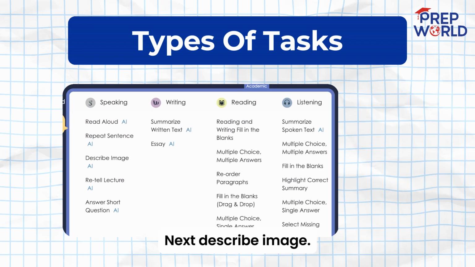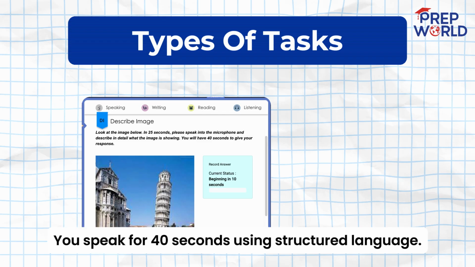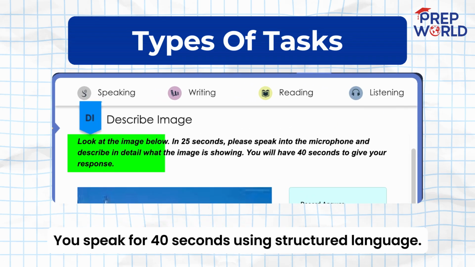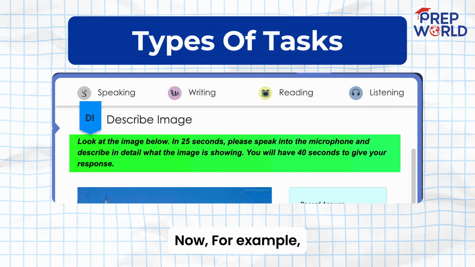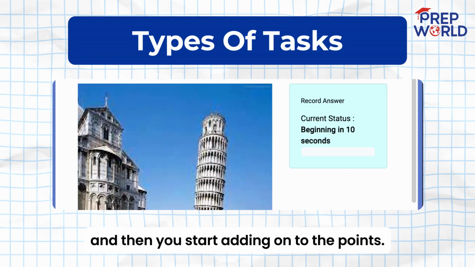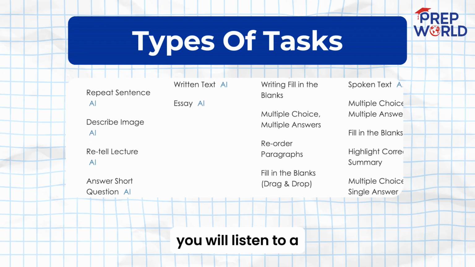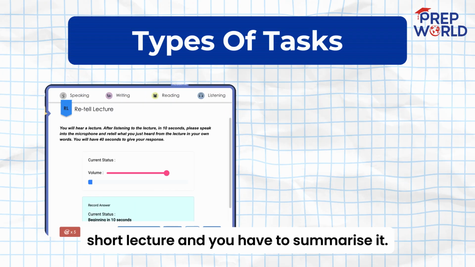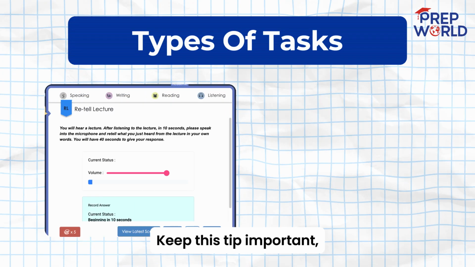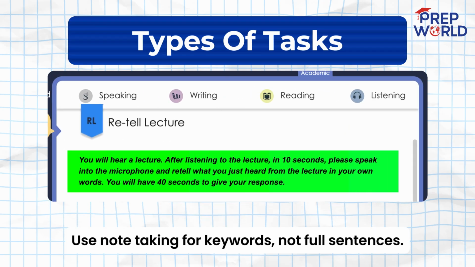Next, describe image. You get a graph, table, map or photo. You speak for 40 seconds using structured language. Now, for example, the image illustrates a comparison between, and then you start adding on to the points. Next, retell lecture. You will listen to a short lecture and you have to summarize it. Keep this tip important: use note-taking for keywords, not full sentences.